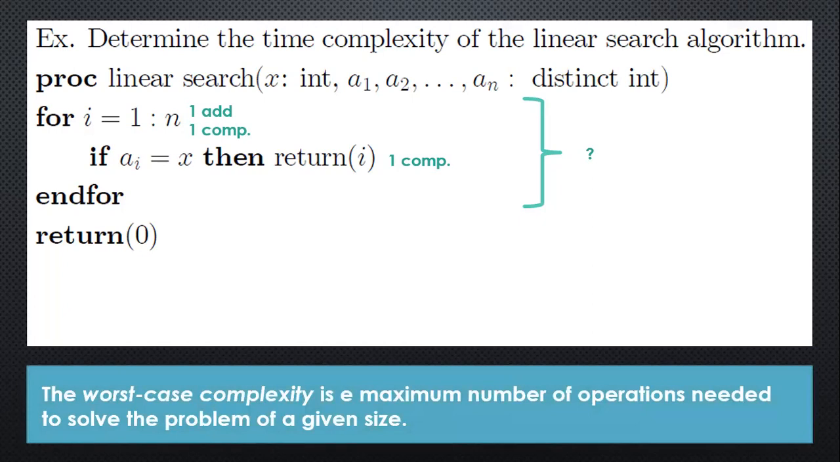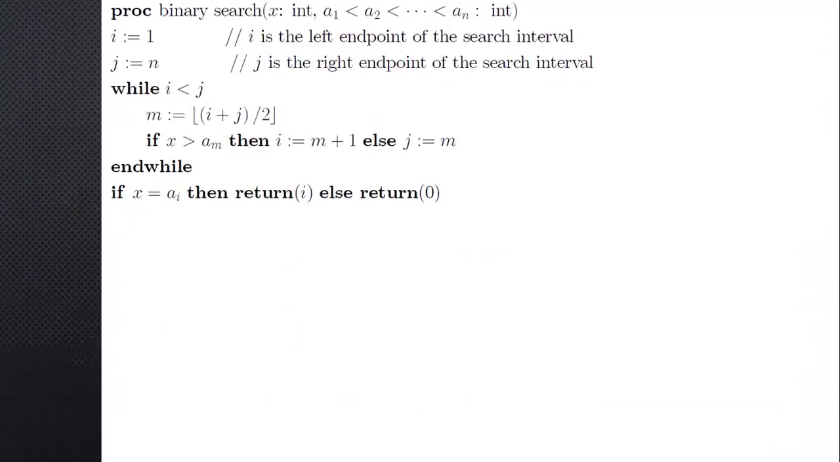So this is the maximum number of operations needed to solve a problem of a given size. So what's the worst case that could happen here? The thing we're looking for is not on the list. In that case, we would have to run this loop n times. So that gives me a complexity of 3n, which is on the order of n. Know that this means that our linear search and our maximum algorithms are of the same order.